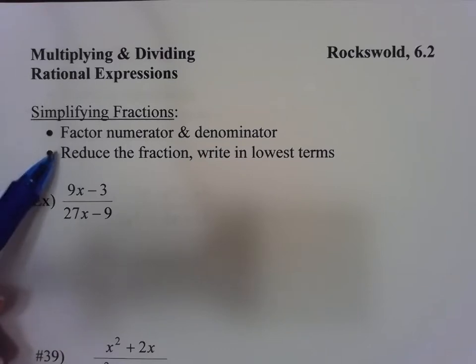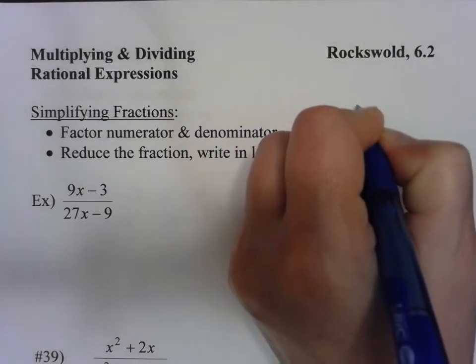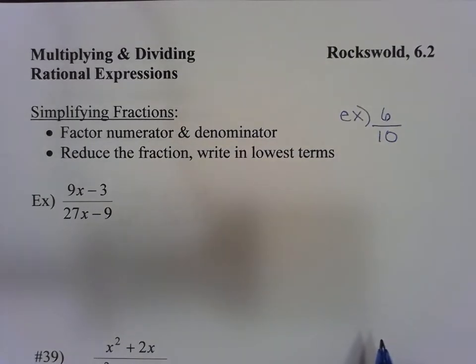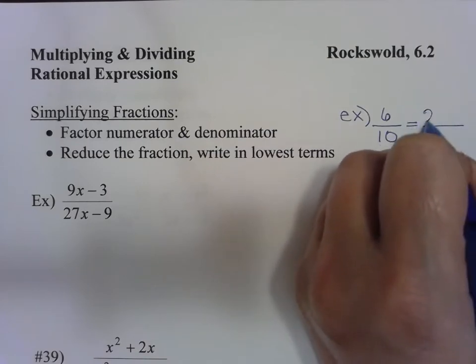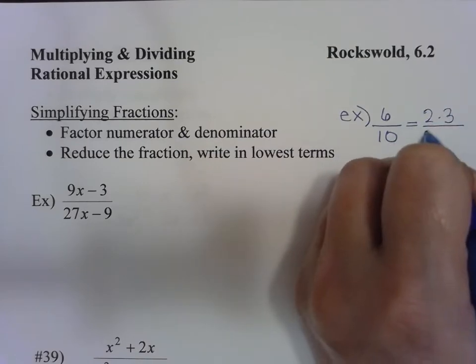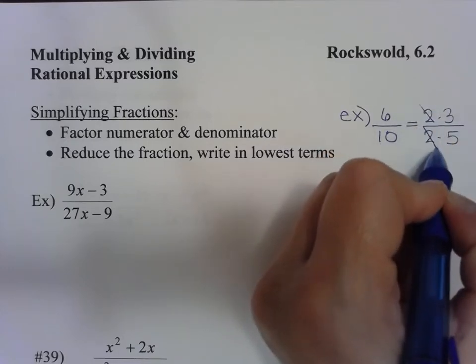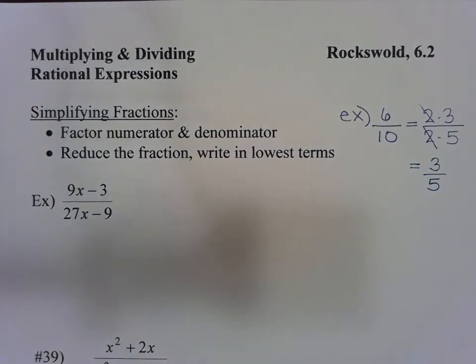Before I talk about how we're going to do that, let me just give you an example with numbers. Let's say we had 6/10. We know that there are some common factors here, so this is not really the reduced form of this fraction. 6 is 2 times 3, and 10 is 2 times 5. Since they both have a 2, 2 divided by 2 is 1. So if we were to reduce it all the way, 3/5 would be the better representation.